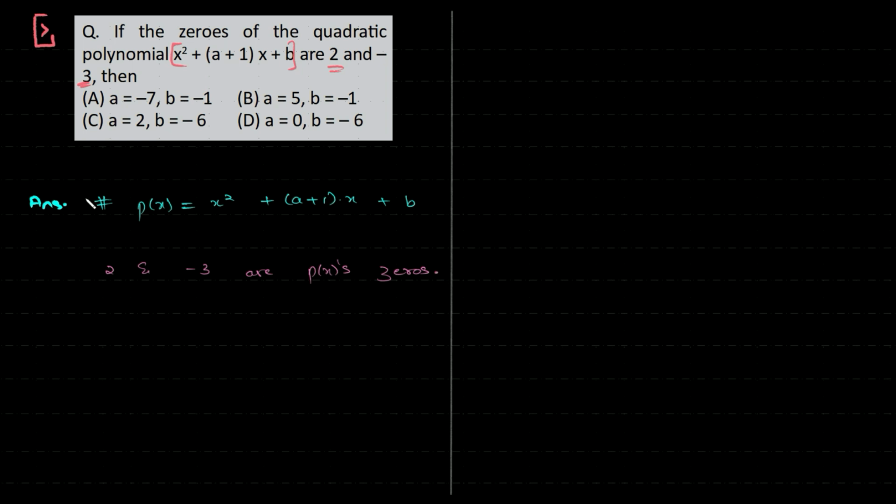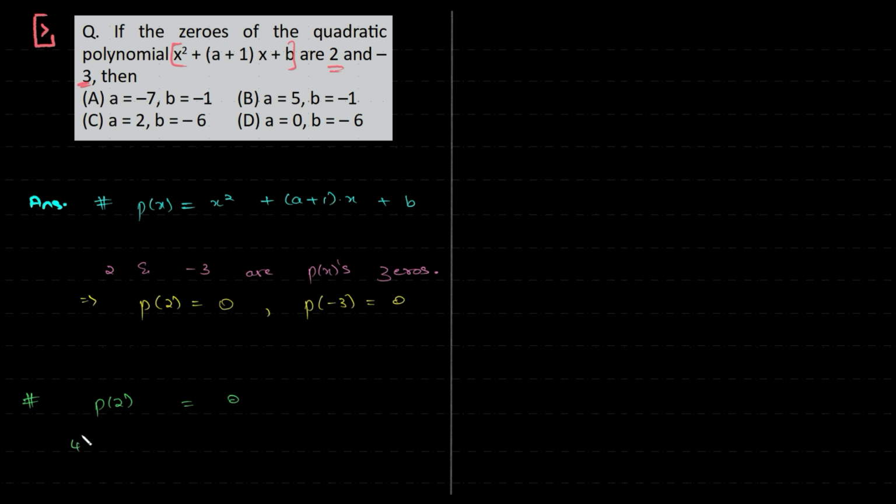Okay, so what does it mean? This means that p of 2, if I substitute 2 in place of x, I get an output of 0, and p of minus 3 will also be equal to 0. So this is the funda. If you understand this, everything else is quite simple. Now let's go with p of 2 equal to 0. So that's the first expression. We can go with that.